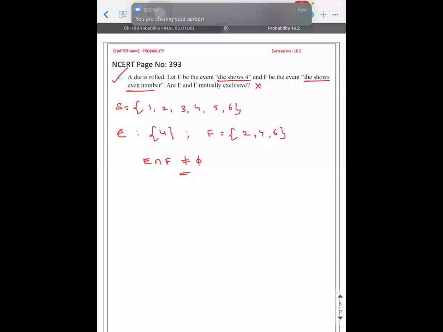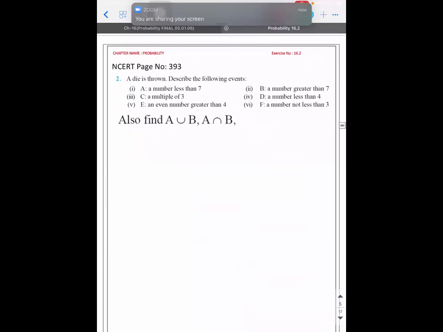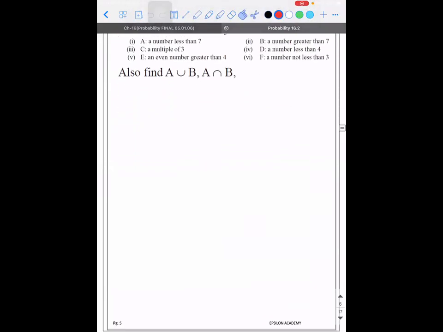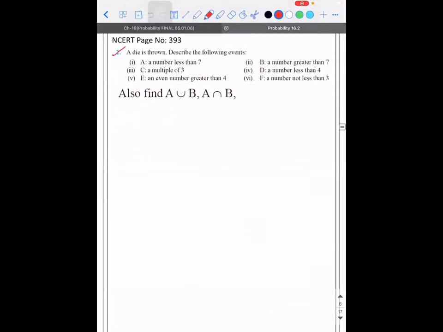So we'll get started. We are discussing 16.2 from yesterday. We saw the first problem, now we'll see the second one. The second one states: a die is thrown. Describe the following events. A, number less than 7. Put it in set form. Number less than 7 means 1, 2, 3, 4, 5, 6.